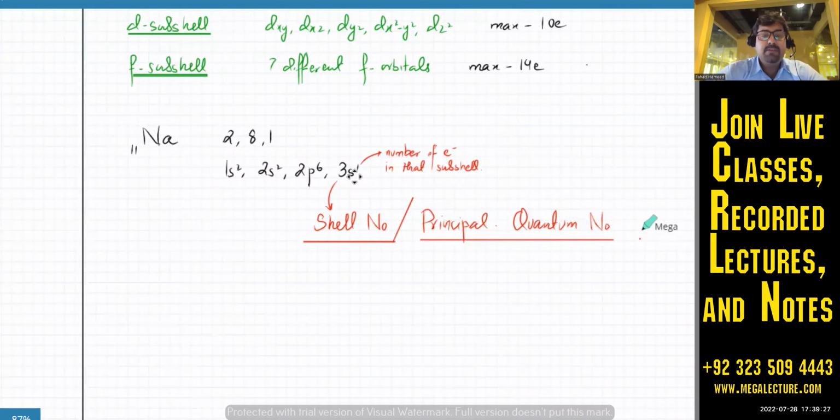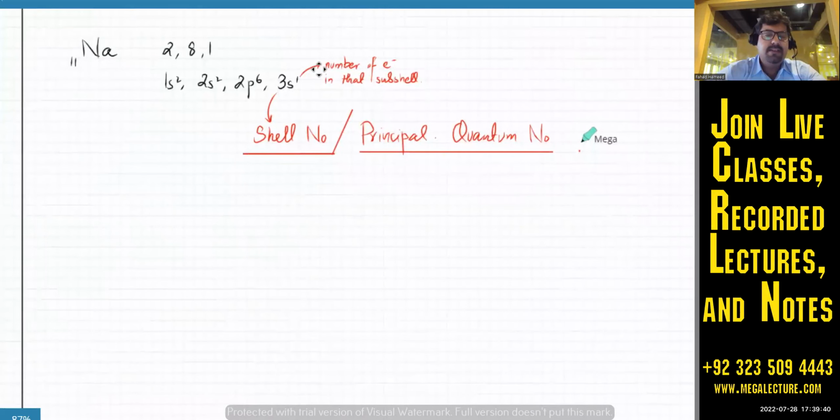So it doesn't mean that you have 3 s orbitals. It just tells you the shell number. Okay, 2p doesn't mean you've got 2p orbitals. It means 2 is the shell number. Okay, is that clear? It doesn't tell you the quantity of s orbitals. It just tells you the shell number.